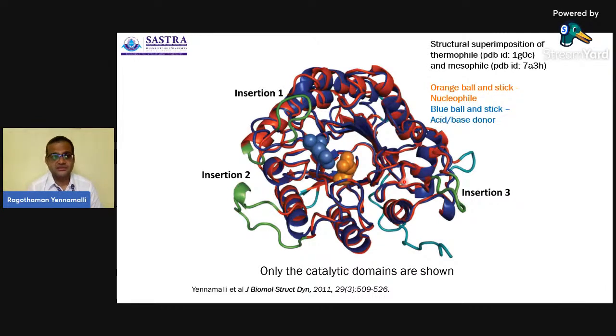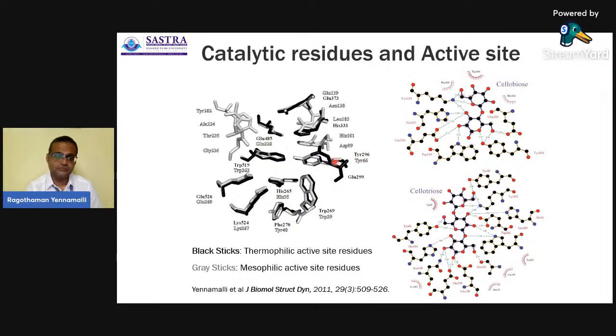The reason is that at higher temperatures, proteins tend to have very short loops, so that they become more rigid. But that was not the case for this particular thermophile. So we thought, okay, this could be a good case study to understand what is happening. And these two residues here, the one in orange is the nucleophile, and the one in blue is the acid-base donor. They are the key active site residues that play a role in the function.